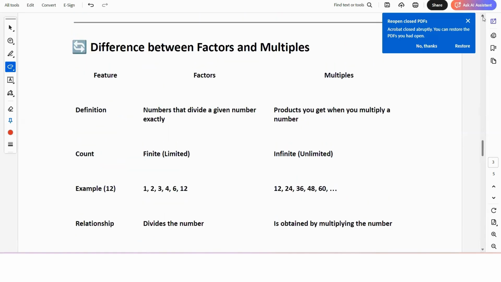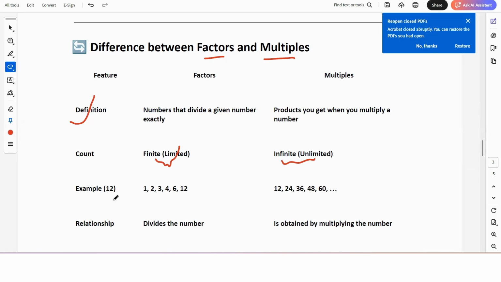Then the last topic: the difference between factors and multiples. First understand the definition. By multiples of any number we also learn that a multiple is always greater than or equal to the number. We can't find the greatest multiple of any number. The factors are always finite or limited, but multiples are always infinite and unlimited.